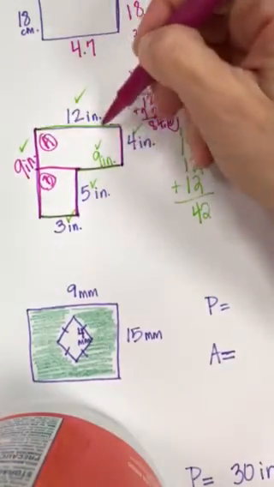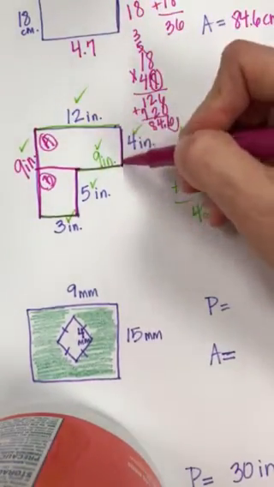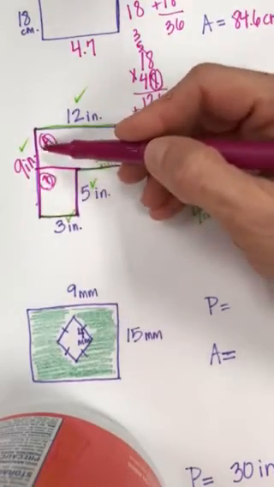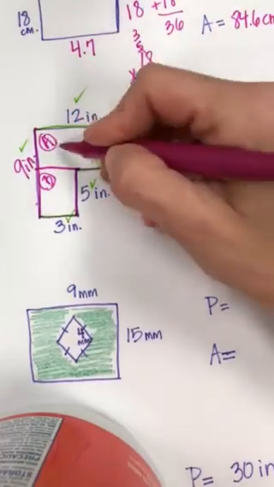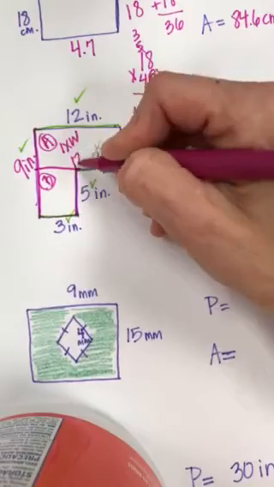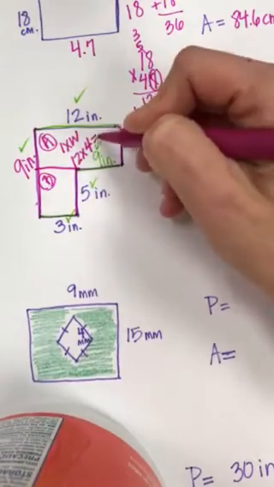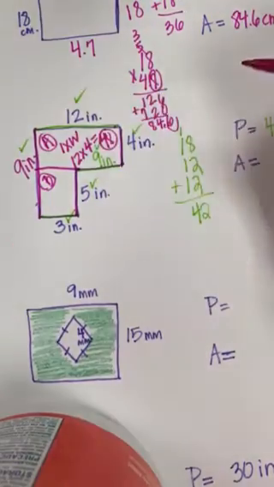So I see 12 is the top, 4 is the side. I cannot use the 9 because it belongs to A and B. So I'm going to multiply length times width, which is 12 times 4. That equals 48 for rectangle A.